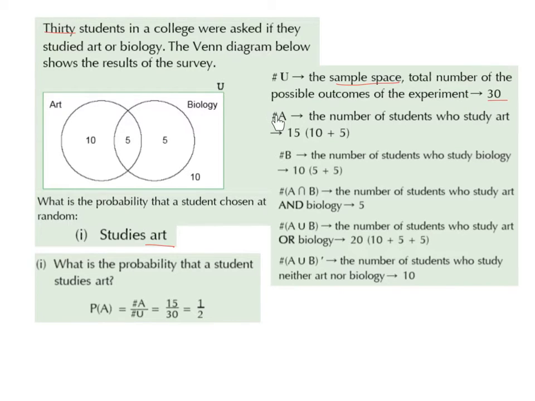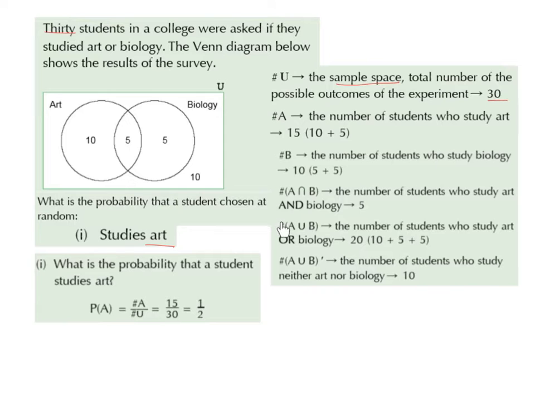The cardinal number of elements in A is the number of students who study art altogether, which is going to be 10 plus 5, which is 15 in total who study art. The cardinal number of elements in B is the number of students who study biology, so it's going to be 5 plus 5, which is 10 in total. The cardinal number of elements in A intersection B is the number of students who study art and biology, which is 5. In the intersection we have 5.